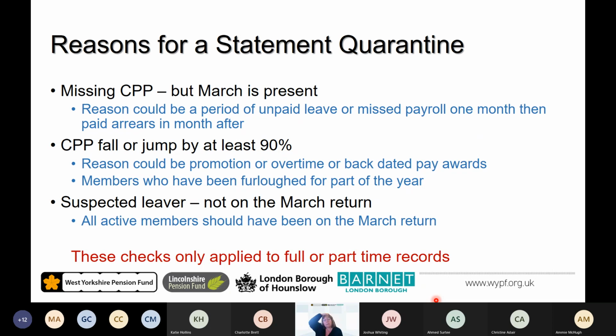Now, a suspected leaver: they've been on, we've had pay and contributions in previous months, but they're not on the March return. And we haven't actually been told they're a leaver. So we are just saying, we think this person's a leaver and you need to do something about it. Now, these checks only apply if somebody is full-time or part-time. Obviously, casuals, we don't expect them to work each month, so we could go several months without receiving pay for them.